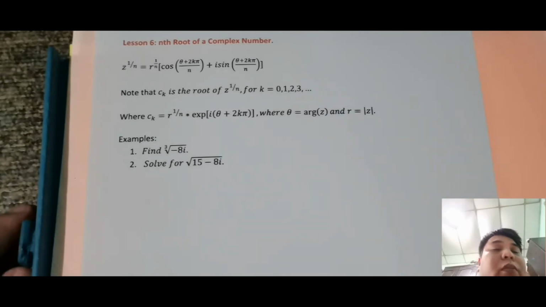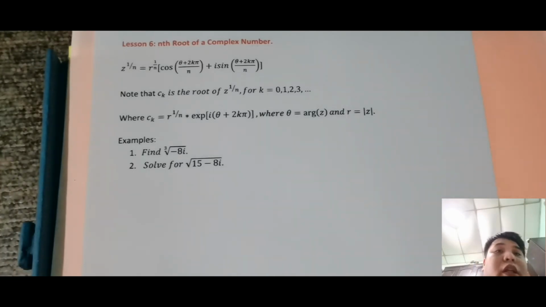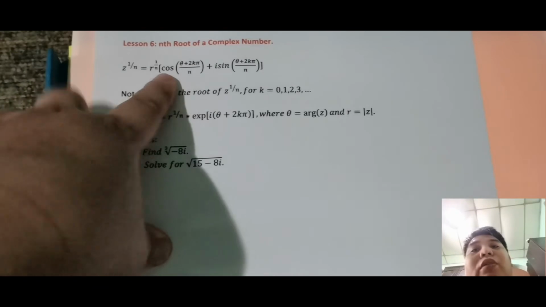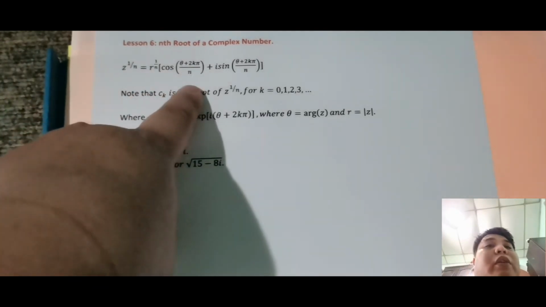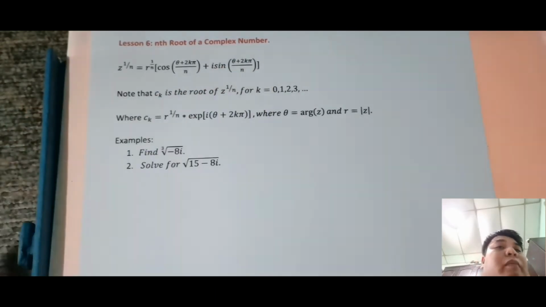So, if you have z raised to 1 over n, so meaning z raised to 1 over 2, z raised to 1 over 3, third cube root, square root, fourth root, fifth root, so yan yung mga yan. So, that is equivalent using the de Moivre's theorem, that is r raised to 1 over n, then cosine of theta plus 2k pi over n plus i sine of theta plus 2k pi over n. So, note that c sub k is the root of z raised to 1 over n. So, ito lang yung de Moivre's form niya, yung nasa taas.